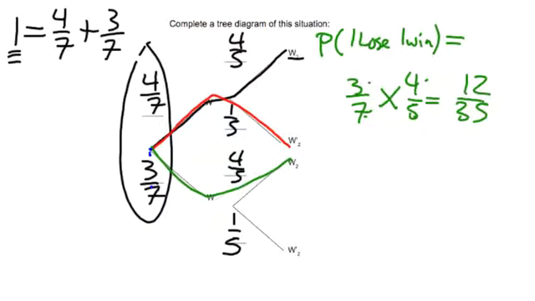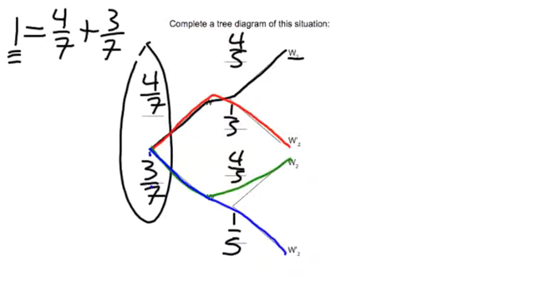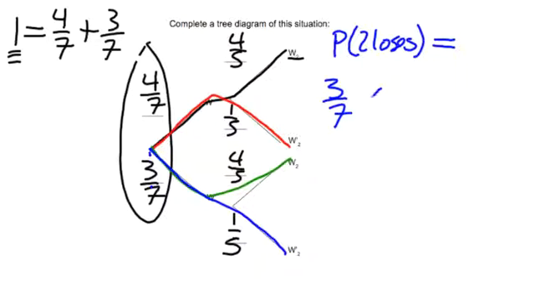Now let's see the next one. 3 out of 7, so they lose their first game and they lose their second game. So that's going to be 2 losses. So the probability of 2 losses, so this is P, 2 losses. And let's see what that's equal to. That's going to be a 3 out of 7 on the first loss times a 1 out of 5 on the second loss. So this would be a 3 out of 35.